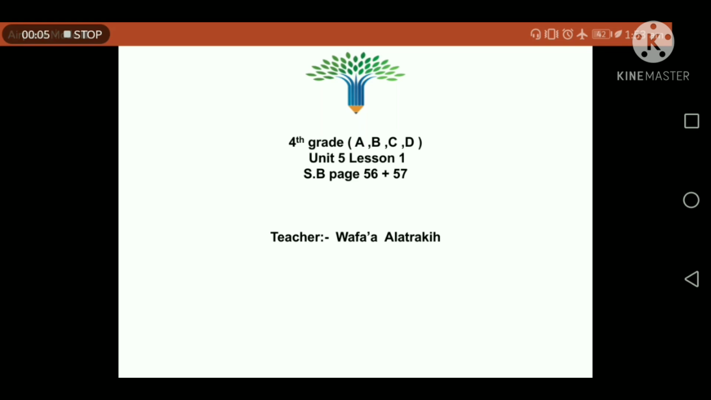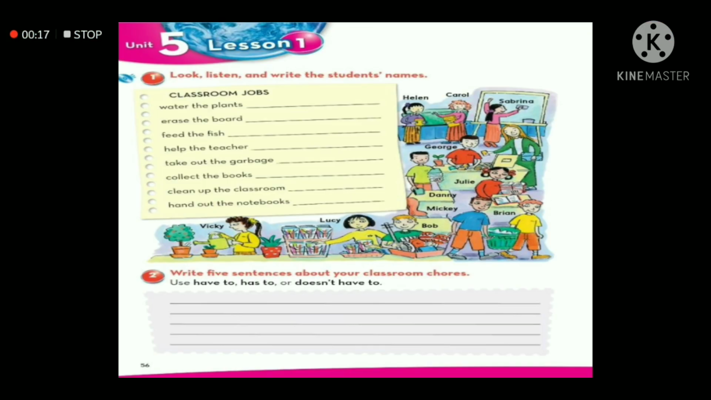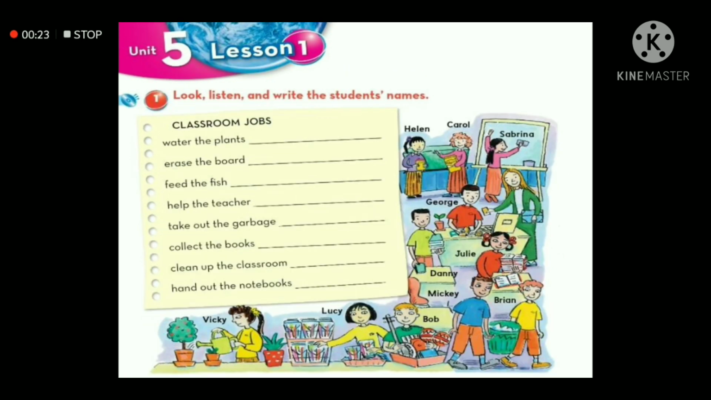Hopefully, inshallah, we are going to start our second semester with unit number 5, lesson number 1. So please, open your student book, page 56 and 57. Let's start doing the exercises together. Let's start with exercise number 1. Let's read it. Look, listen and write the student's name.